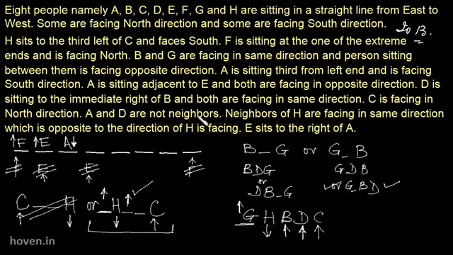So this one fact is also correct, and neighbors of H are facing in the same direction, which is opposite to the direction of H. So neighbors of H are G and B, and they are facing in the same direction upwards and they are opposite. E sits to the right of A, yes, because A is facing downwards, so right would be towards this side. So this is the arrangement that is required in this case.